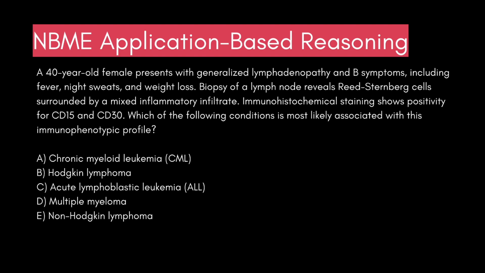A 40-year-old female presents with generalized lymphadenopathy. Say that 3 times really fast. And B symptoms, including fever, night sweats, and weight loss. Biopsy of a lymph node reveals Reed-Sternberg cells surrounded by a mixed inflammatory infiltrate. Immunohistochemical staining shows positivity for CD15 and CD30. Which of the following conditions is most likely associated with this immunophenotypic profile?